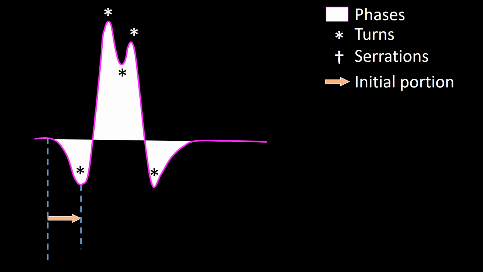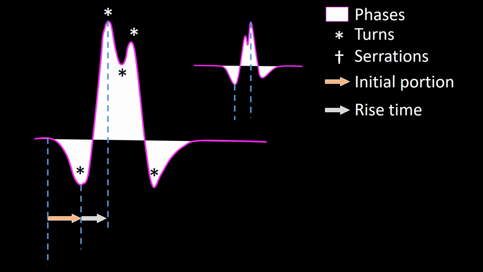The term initial portion corresponds to the activity present from the first deviation from baseline to the peak of the first positive wave. The time it takes a potential to go from the nadir of the first positive wave to the zenith of the highest negative deflection is the rise time. In this example, the highest negative deflection is the first peak. But if this is not the case and a subsequent peak is higher than the first peak, then the duration of the rise time is extended to its zenith, as seen in the added diagram.